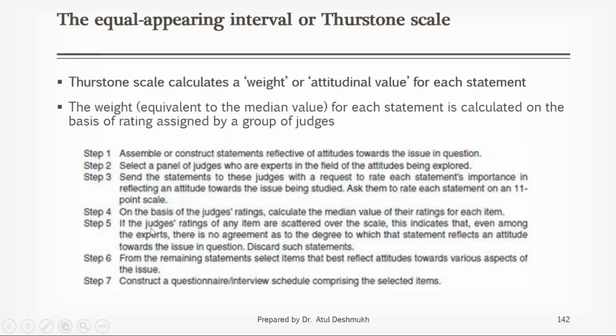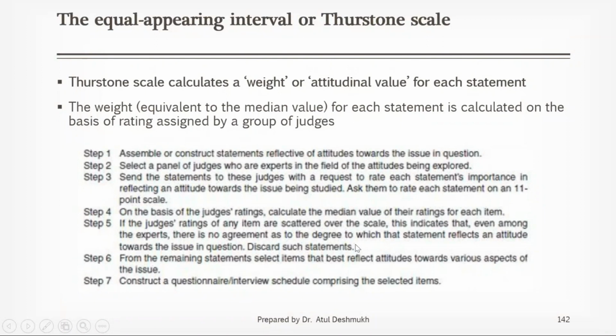Step number 5: if the judges' ratings of any item are scattered over the scale, this indicates that even among the experts, there is no agreement as to the degree to which that statement reflects an attitude towards the issue in question. Discard such statements.